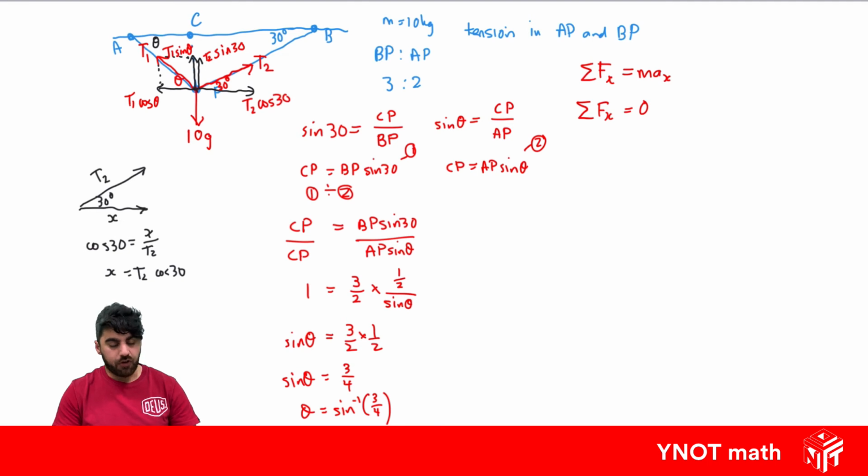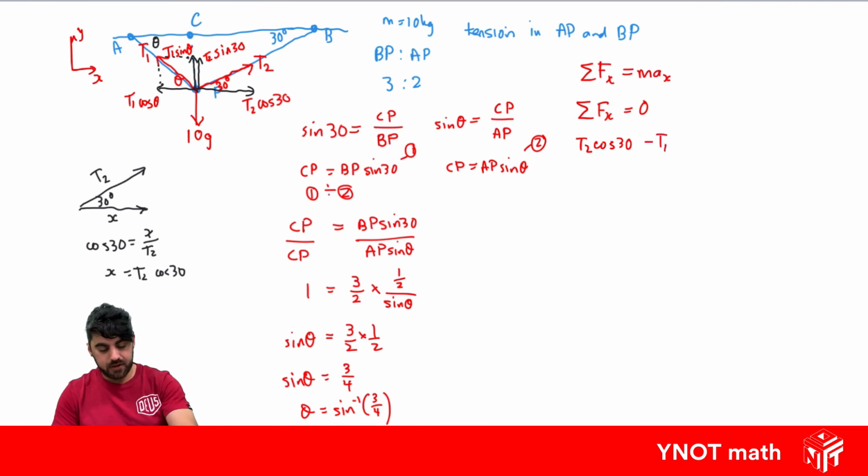And we need to define a direction to be positive. We'll just define our normal xy axis here, so anything to the right will be positive and anything upwards will be positive. So that means the T2 cos 30 will be positive and T1 cos theta will be negative, but we know theta is equal to the inverse sine of 3/4. And the sum of these two forces equals 0 because there's no movement.